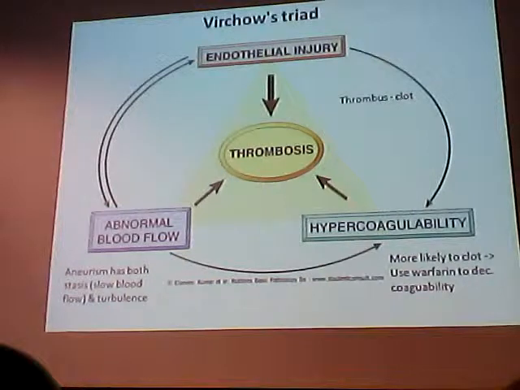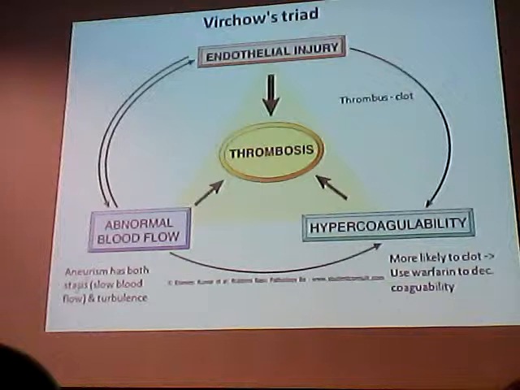Next we have Virchow's triad. These are three factors that relate to each other and to thrombosis. So remember, a thrombus is a clot. Let's start with endothelial injury. If we have injury to the cell, we're going to release tissue factor, and that's going to activate the extrinsic pathway, and we're going to have clotting. But we could also have some sort of abnormal blood flow associated with an injury.